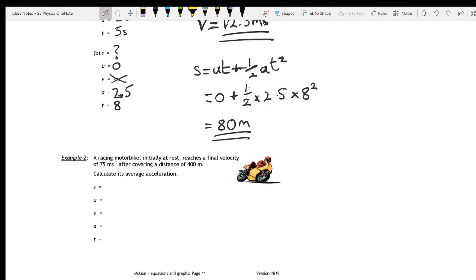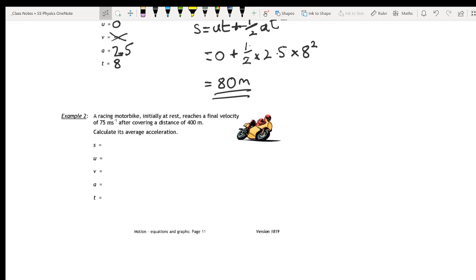A racing motorbike, initially at rest, reaches a final velocity of 75 meters per second after covering a distance of 400 meters. Calculate its average acceleration. So our acceleration is the question mark, what we want to find. It covers a distance of 400 meters. Initially at rest, so our initial speed is 0. It reaches a final velocity of 75 meters per second. But we're not told anything about time. So the equation without time in it is V squared equals U squared plus 2AS.